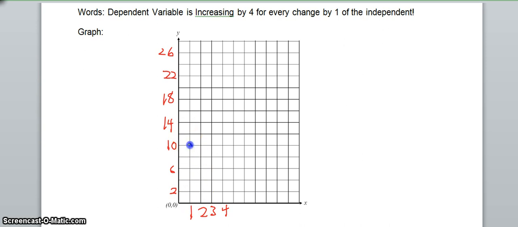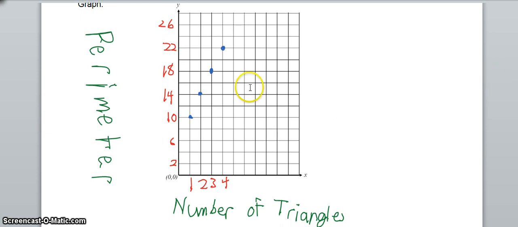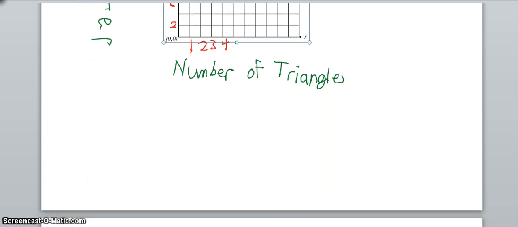Yeah, at 10. Then when x is 2, we have y at 14. And when x is 3, we have y at 18, and when x is 4, we have y at 22. And we can go back and label our x and y axes if we want, triangles and perimeter. Again, because of the tablet that I'm using, it does not look great, but here we go. A nice final graph, number of triangles and perimeter both labeled on the x and the y axes.